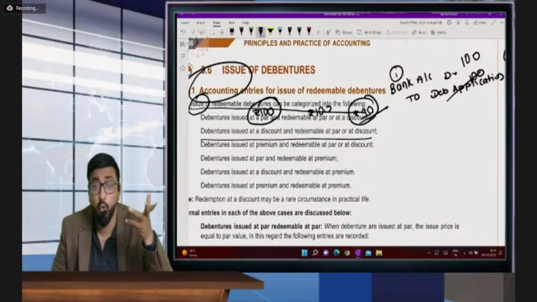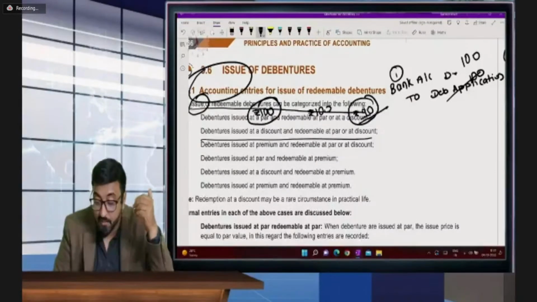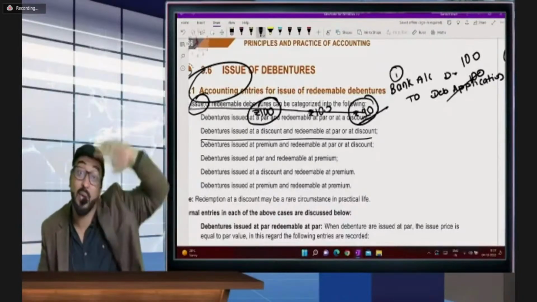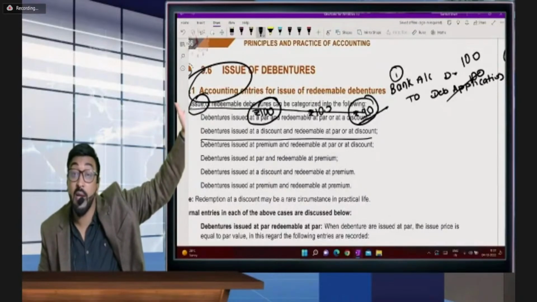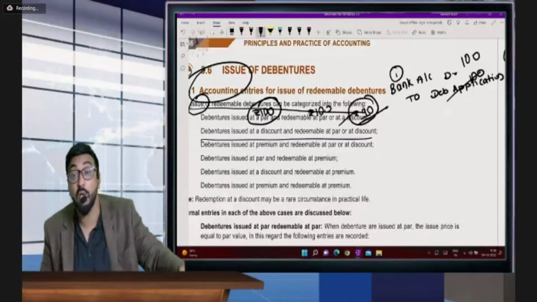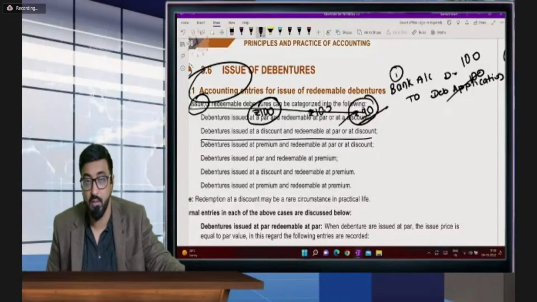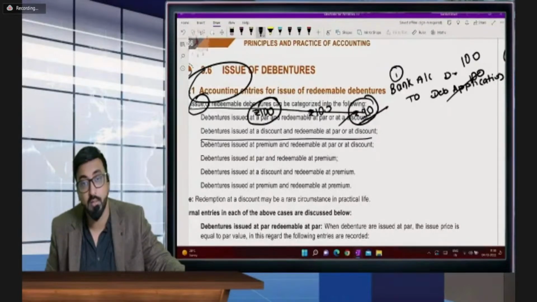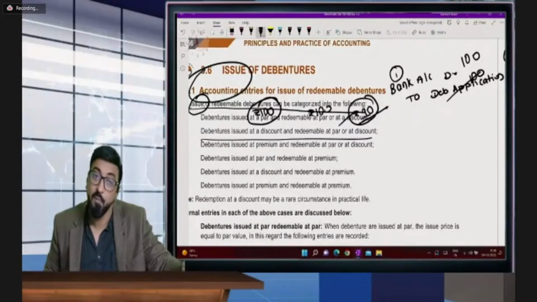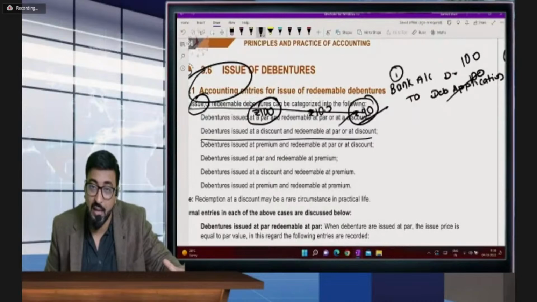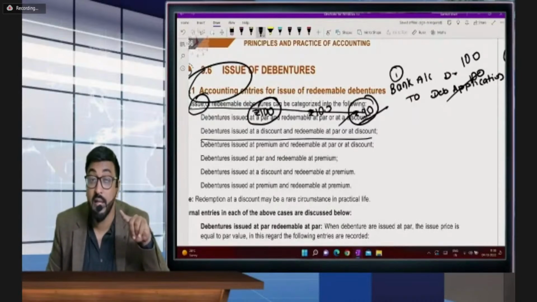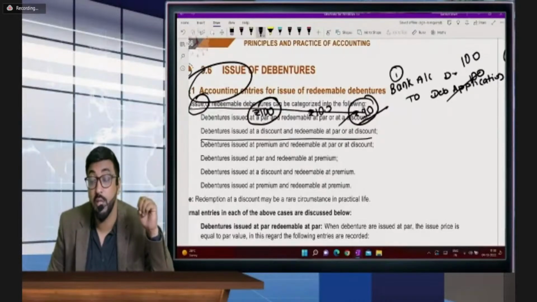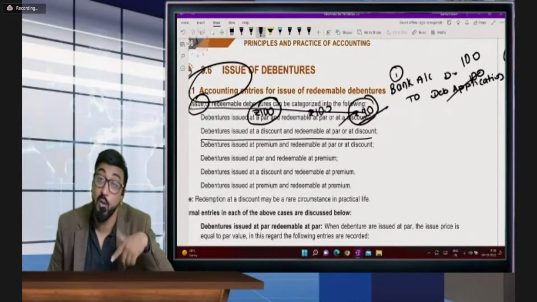Okay, so who will accept? When will it be accepted, beta? Today I pay 100 rupees and you give me back only 90 rupees. It will be accepted when the interest rate is very high. Only when the interest rate is very high will your debenture holder agree to this position: pay me 100 and I will give you 90 rupees. It is good for the company, but is it good for the investor? Will the investor agree? Yes, he will agree only if there is a high interest rate. Whenever the interest rate is very high, he will agree.